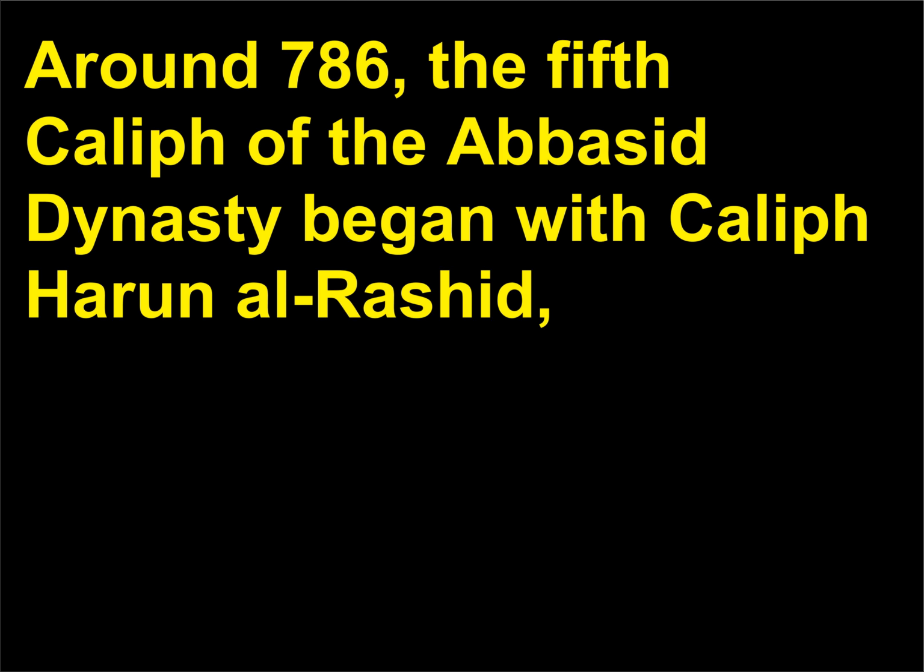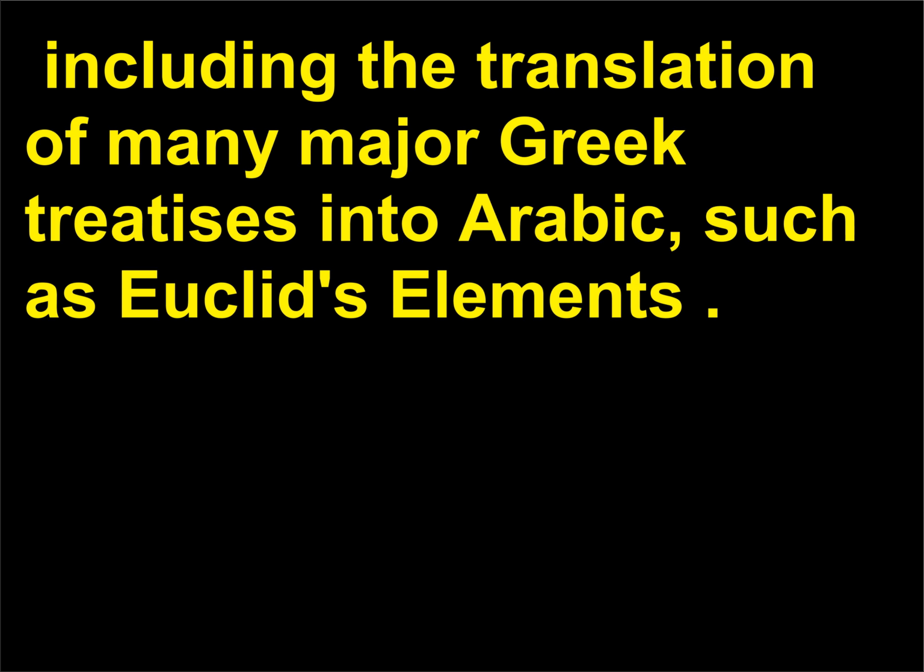Around 786, the fifth caliph of the Abbasid dynasty began with Caliph Harun al-Rashid, a leader who encouraged learning, including the translation of many major Greek treatises into Arabic, such as Euclid's Elements.